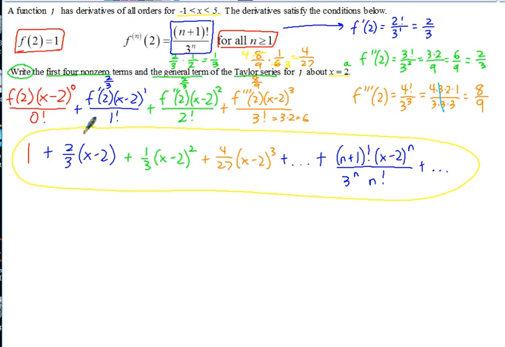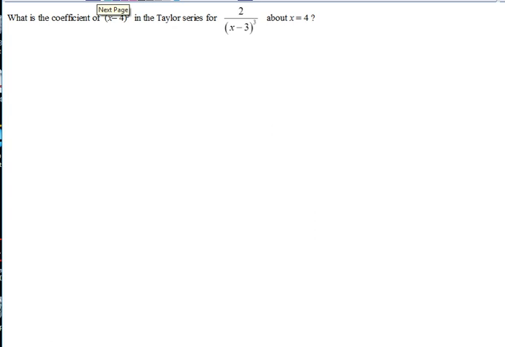All right, let's take a look at the next one. On the next couple, we're just looking at one specific term. Notice it asks for the coefficient, remember that's the constant out in front, of x minus 4 cubed in the Taylor series about x equals 4. So there's our a value for this function right here. Okay.